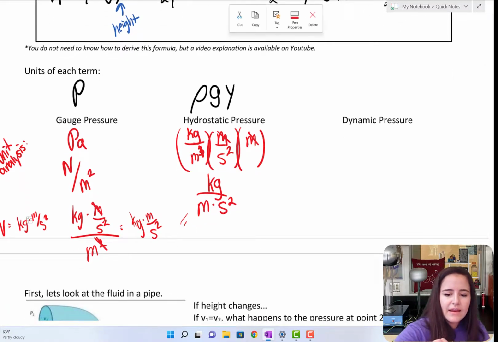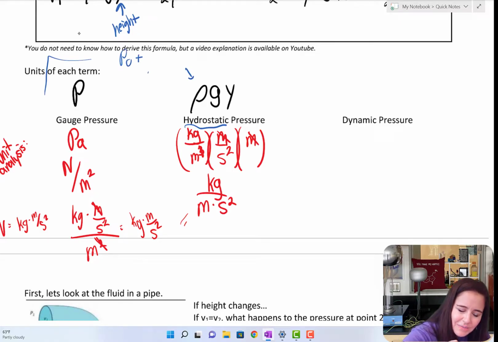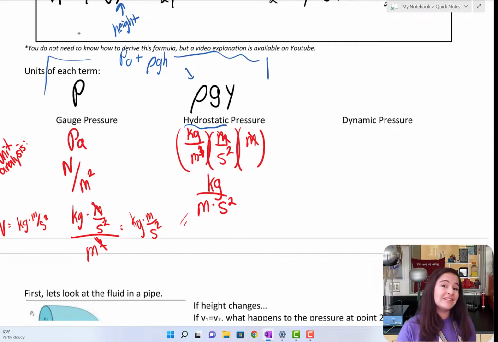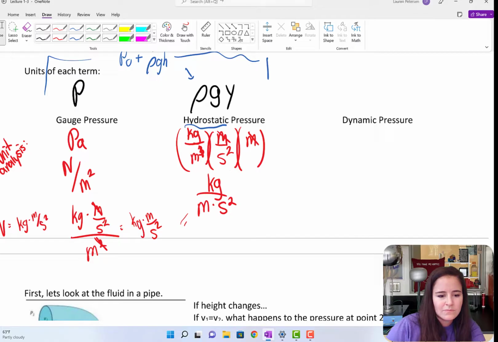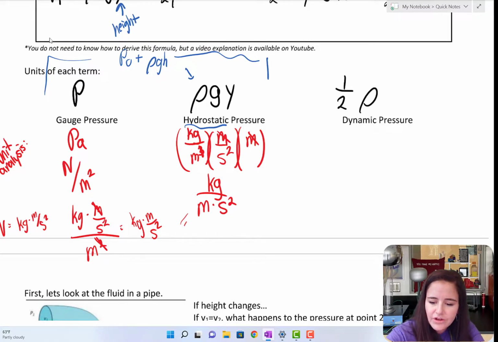And then the last pressure is the dynamic pressure. This also, I want to note, is kind of just P naught plus rho g h. Okay, this is just an extension of that pressure formula, but now including dynamic pressure, the pressure due to that movement. And that term is the 1/2 rho times that velocity squared.